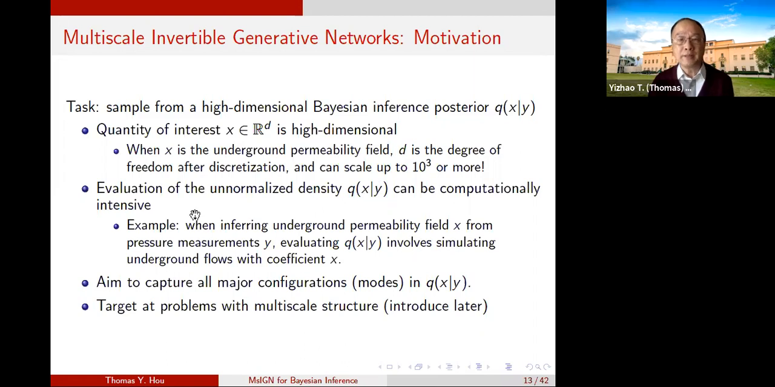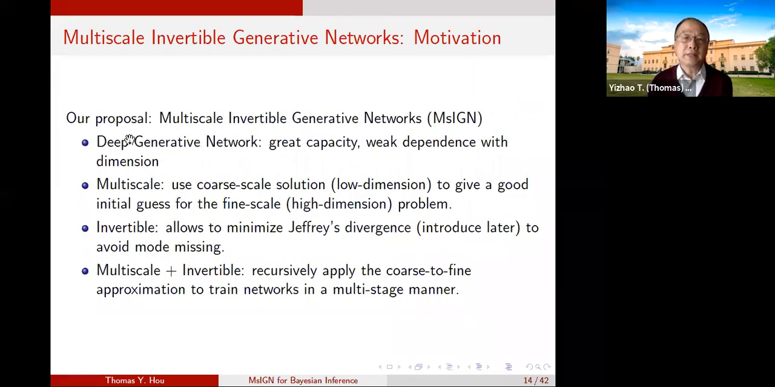And also we know that due to the non-uniqueness of the elliptic problem, you have multiple modes, meaning that for the same measurement, you can have multiple choices of the coefficient that will match it, right? So we would like to capture all the possible modes, the physically important modes, not just one of them, right? And we are also interested in the case when the physical problem has a multiple scale structure. So all of this makes the problem much more challenging. So these are the major ingredients of our approach.